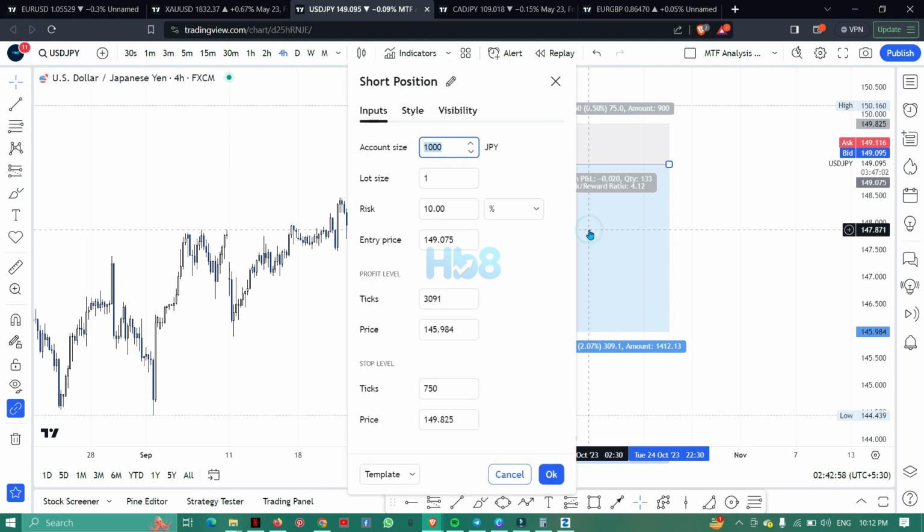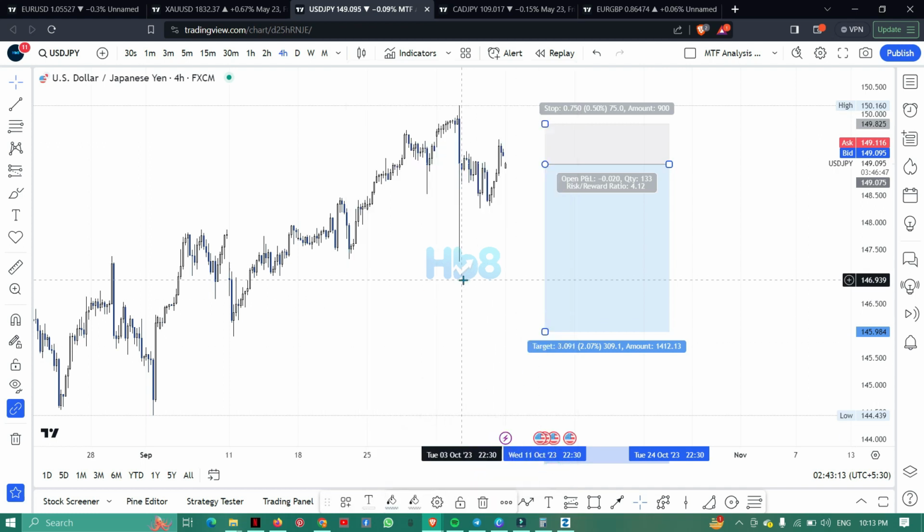Just quickly double click on it, and here you can see the account size, but the denomination is JPY. Okay, so it is asking us to input our account size in Japanese yen. Remember, we have a $1,000 account. That is why in the beginning of the video I said take note of your account currency. So I am assuming my account currency is USD. Okay, yours can be GBP. So if it's GBP, you would have to convert your account balance in GBP to JPY.